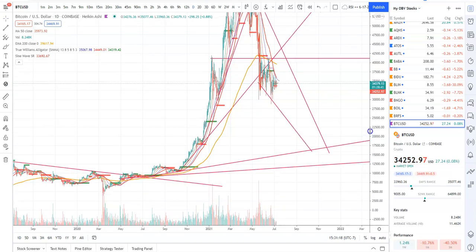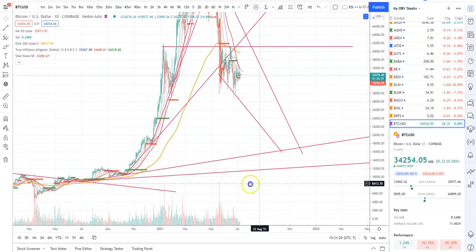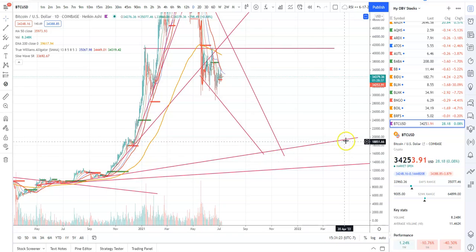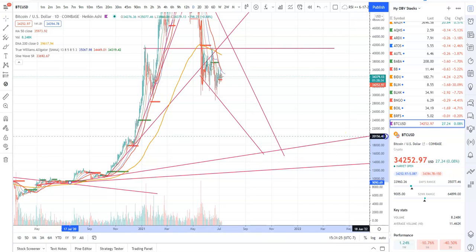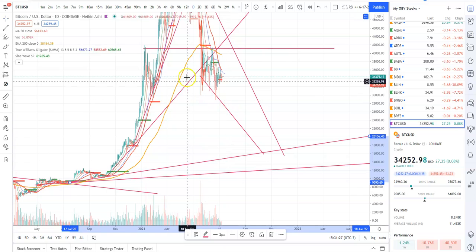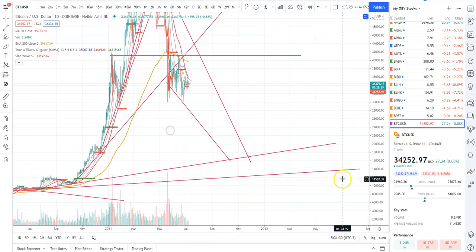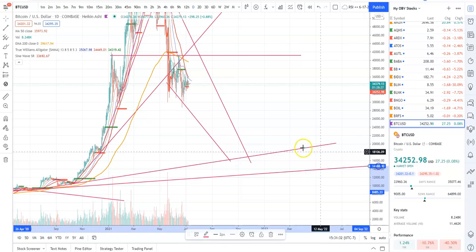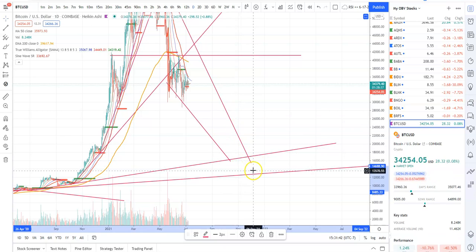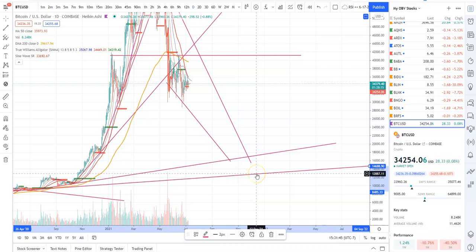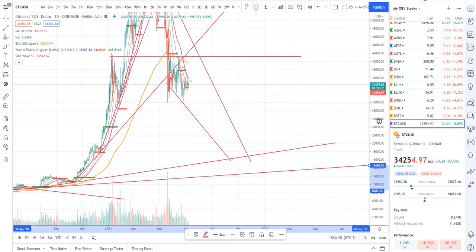But moving to today's action, it looks to me like we have the possibility of two different long-term trend lines in play. Those are really the only two that have not been broken to the downside yet. One is in the range of 17,000. The other one is in the range of 13,000, if Bitcoin, of course, were to go straight down from here, which is unlikely, but you never know.